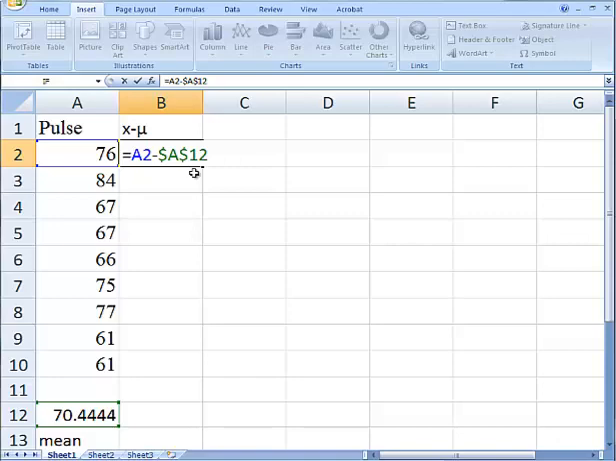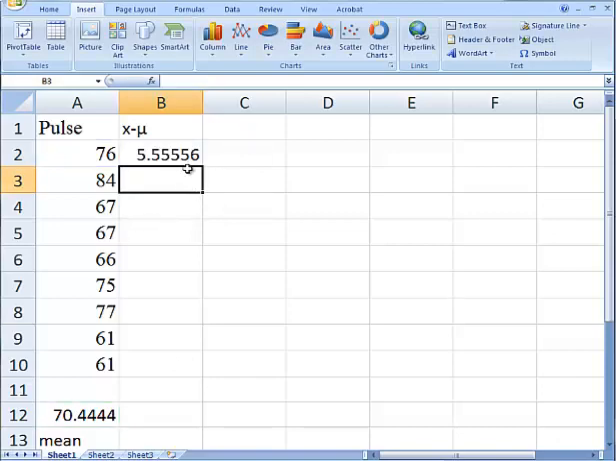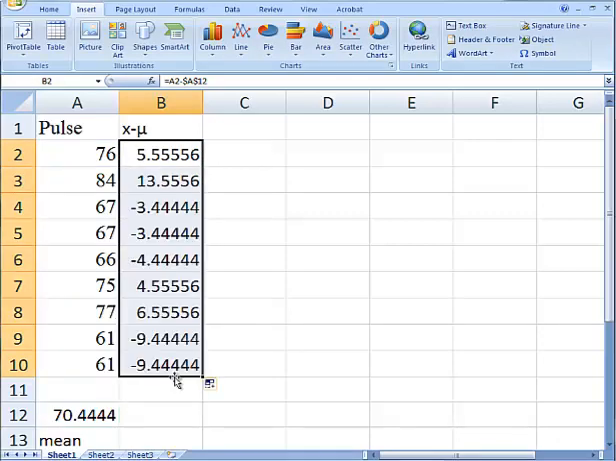And what that will do is instead of incrementing 12 as we drag this formula down, it's going to keep it A12. Now A2 will turn to A3 and A4 and things like that, but we want those to increment, but we do not want the A12 to increment because we want it to use A12 each time. So there's our x minus mu.